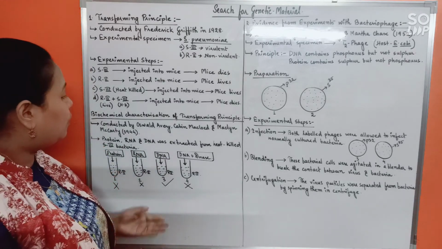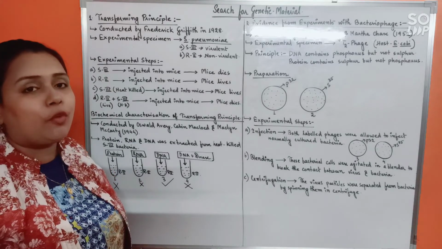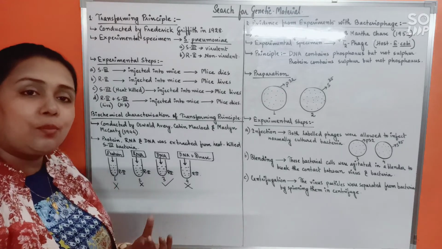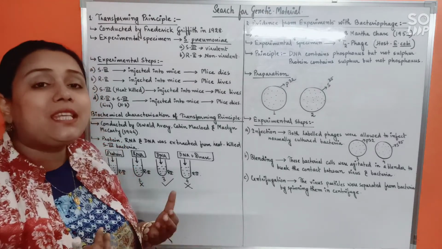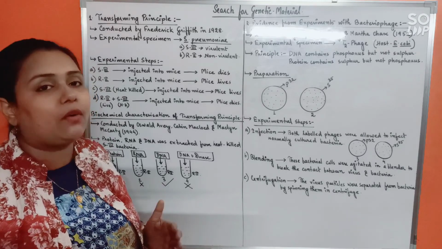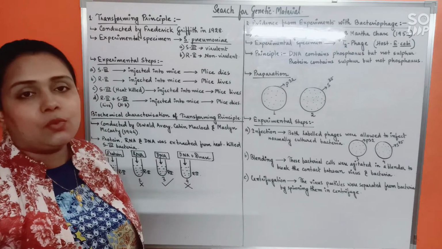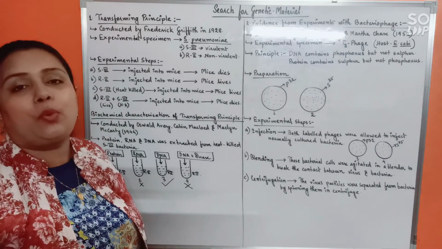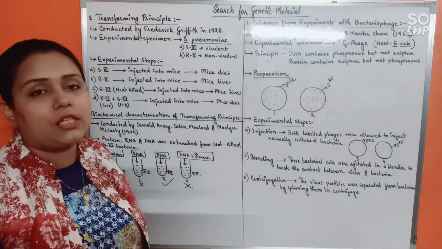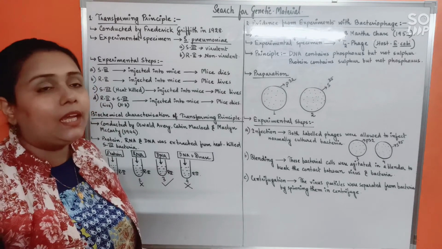So this was Avery, MacLeod and McCarty's experiment, from where it was proven that for Griffith's transformation principle, it was DNA that would be bringing the transformation, and hence DNA is our genetic material. But this experiment was not accepted well by most of the scientists, and that's why the search for genetic material would continue.